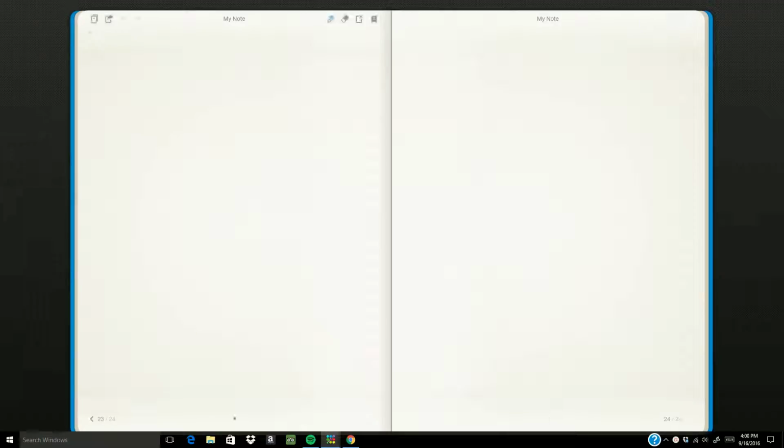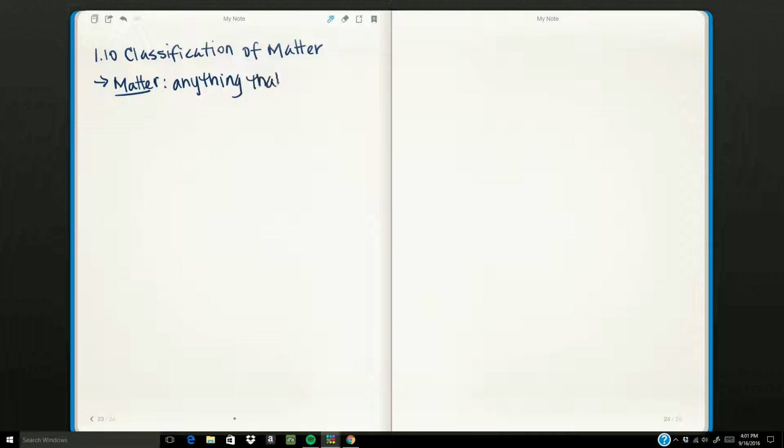The last section in chapter 1 is section 1.10, classification of matter. Okay, first let's talk about what matter is. Matter is anything that has a mass and takes up space.